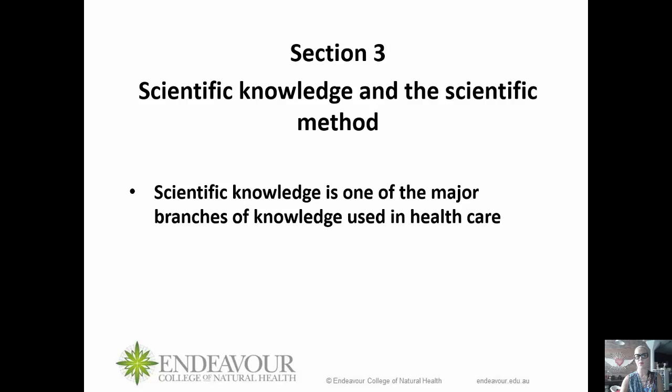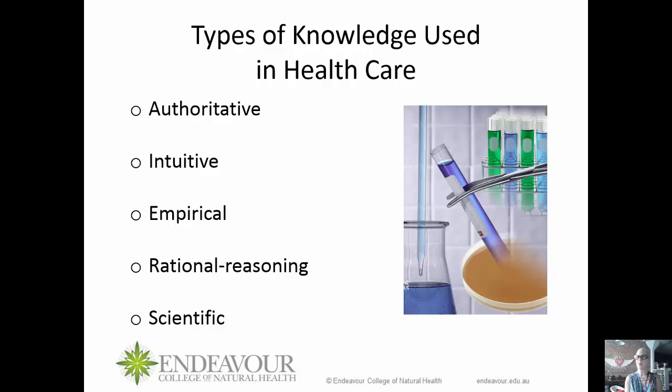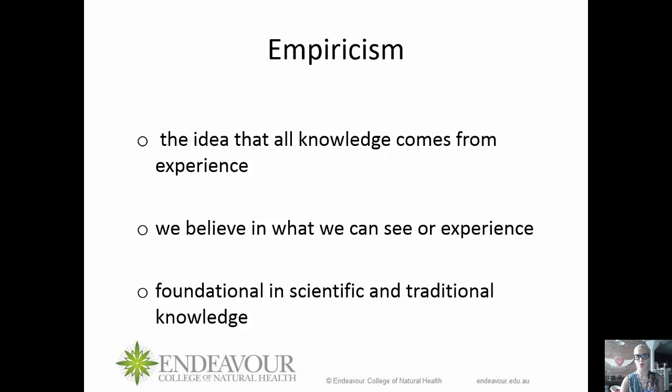Just before we move on to the next section, the types of knowledges that we have just covered in this short section are authoritative, intuitive, empirical, rational reasoning, and scientific. All of these ways of knowing, all of these systems of knowledge, are important to healthcare work and decision making. Okay, in the next section we are going to look more deeply at the scientific method.